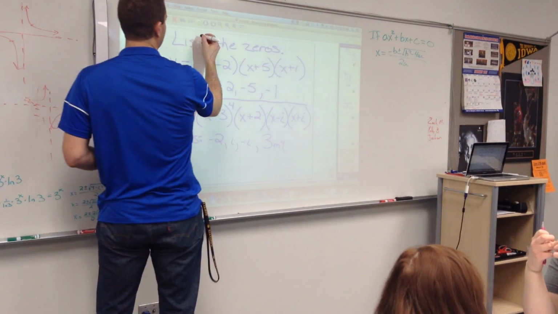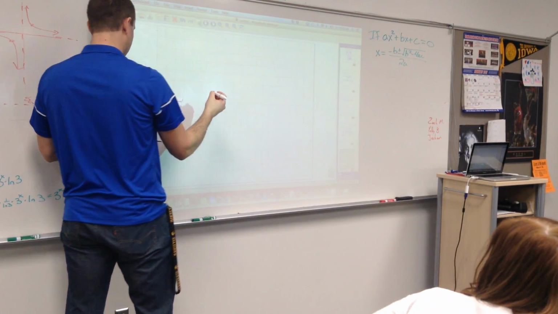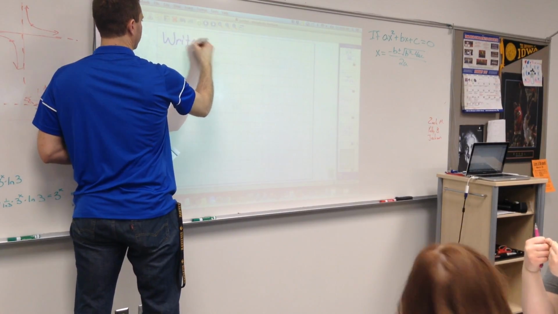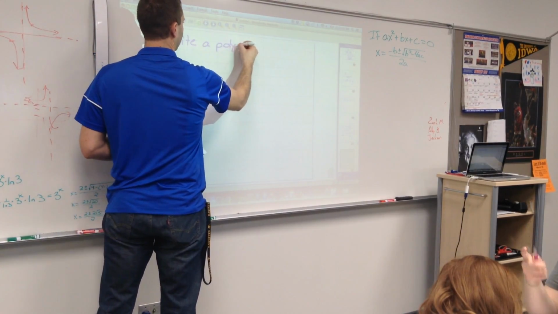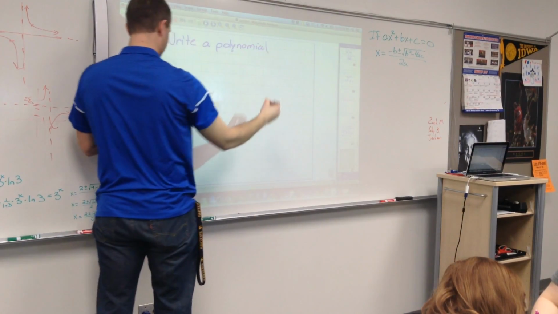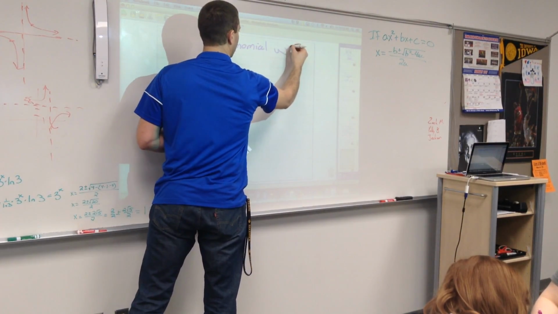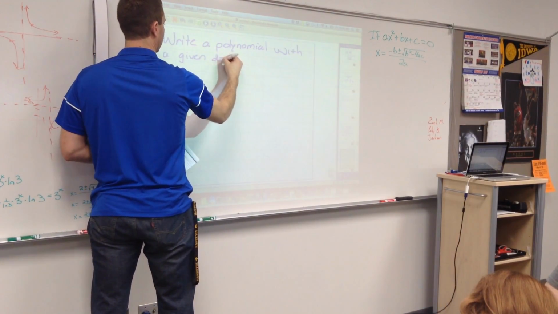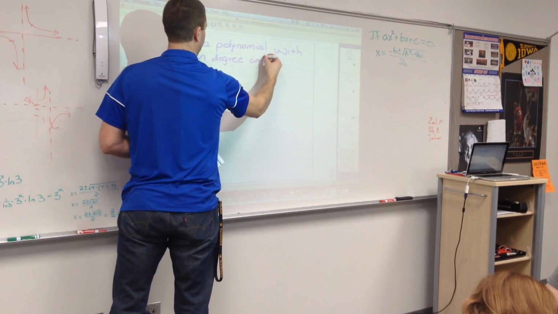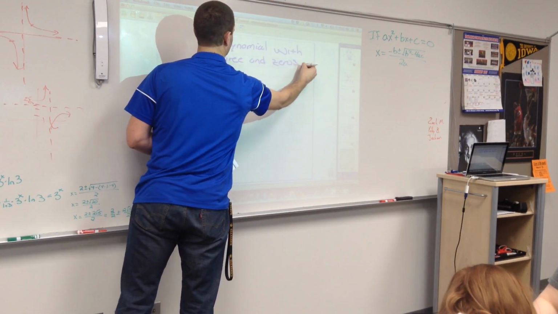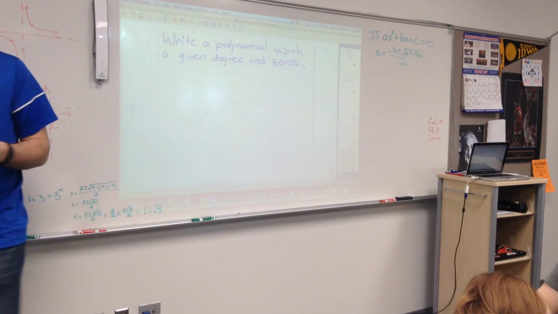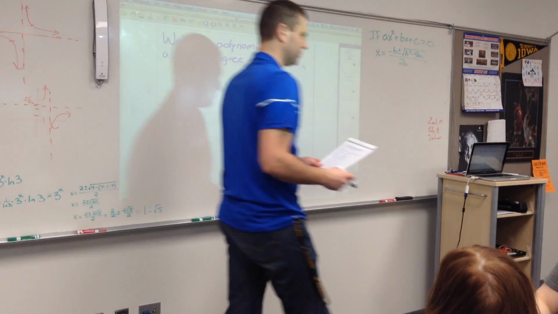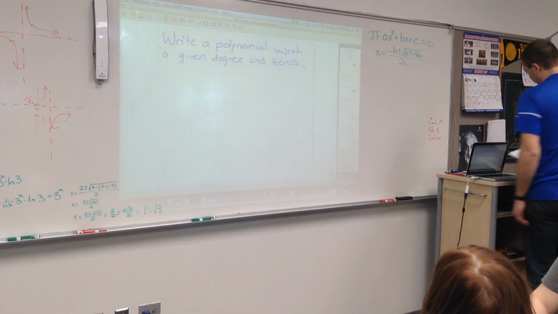Alright. Now what I'm going to do is ask you to write a polynomial with a given degree and the zeros that are listed. So I'm going to give you the degree and I'm going to give you the zeros. You need to write the polynomial. So this is just going to be a little bit of help with all this stuff.